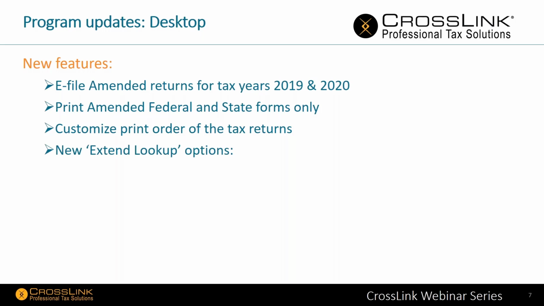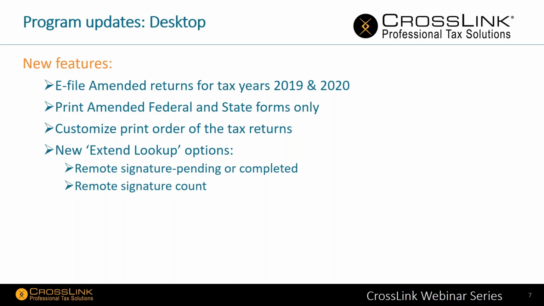And of course, we're always adding to our extended lookup options. And extended lookup is where you can build your own customized reports within the desktop solution. So you can really get detailed with all the different reports that best fit your business model. And the new features available today are for remote signature pending or completed. So you can run a report on which ones are still pending, which ones have been completed, and run those numbers daily, as well as the remote signature count. It might be a nice end of season report to just say how many remote signatures did I complete this entire season. And so that is available.